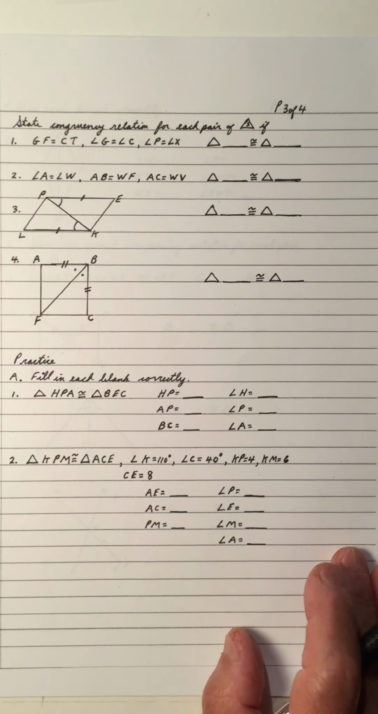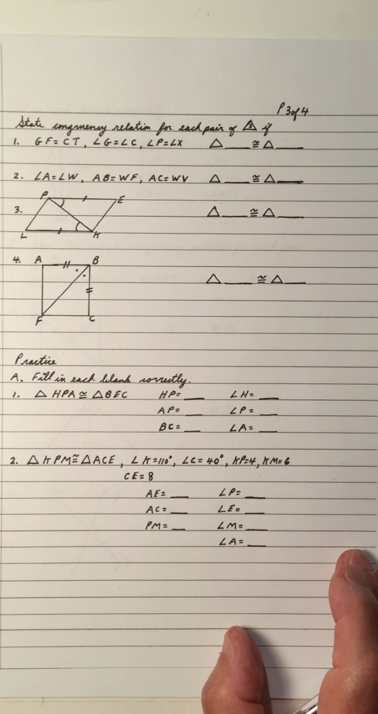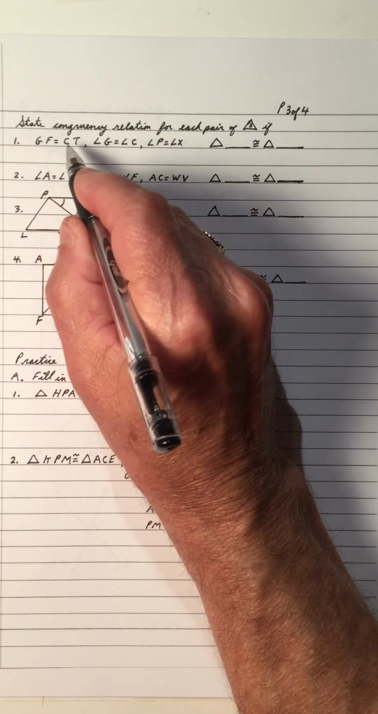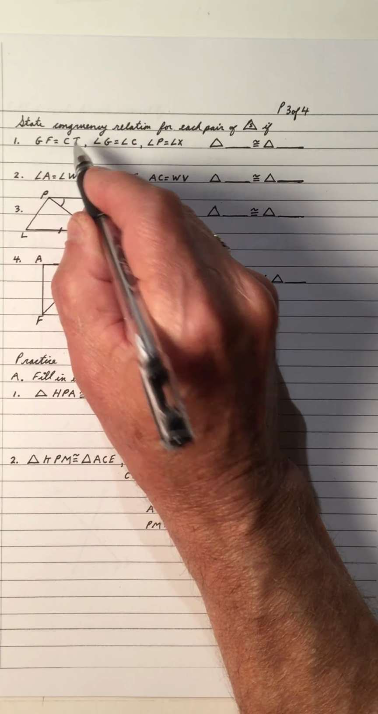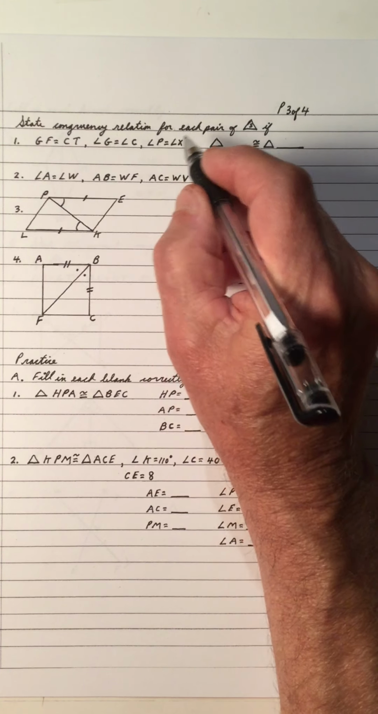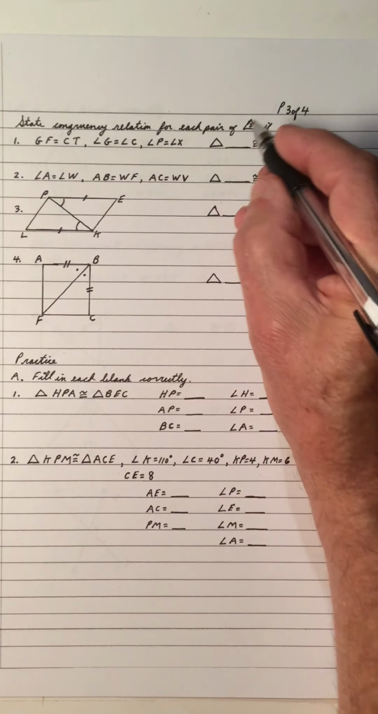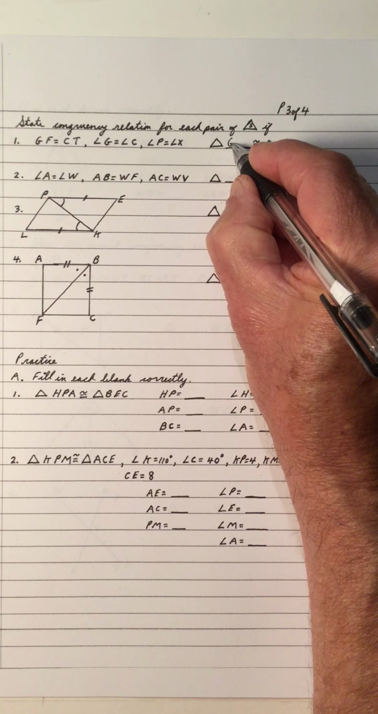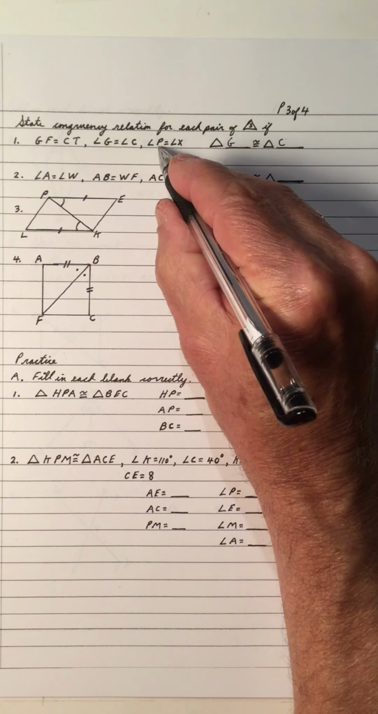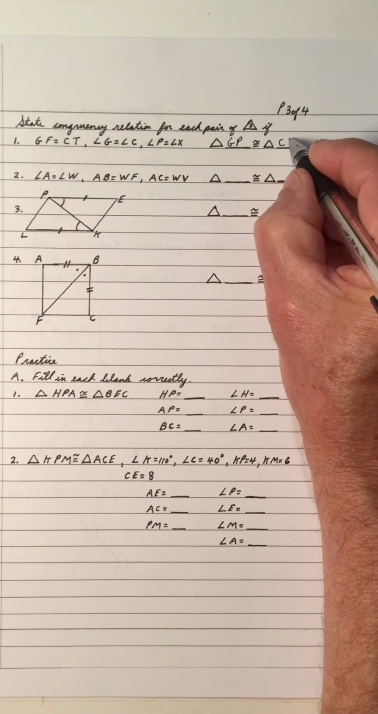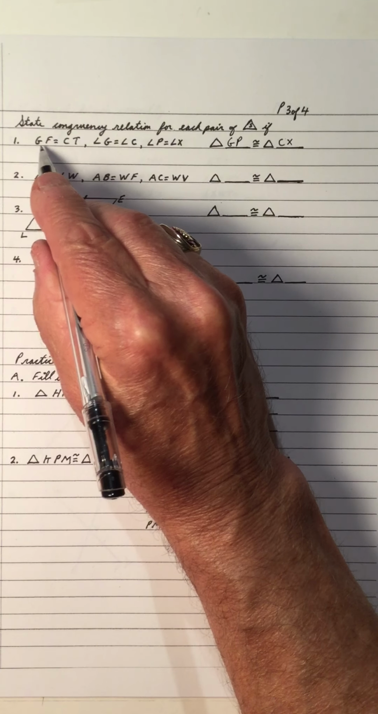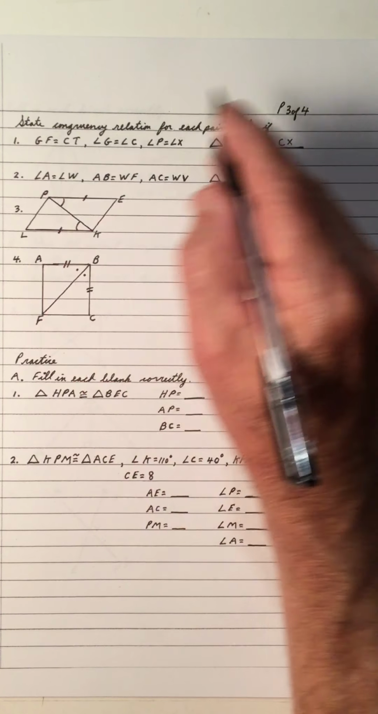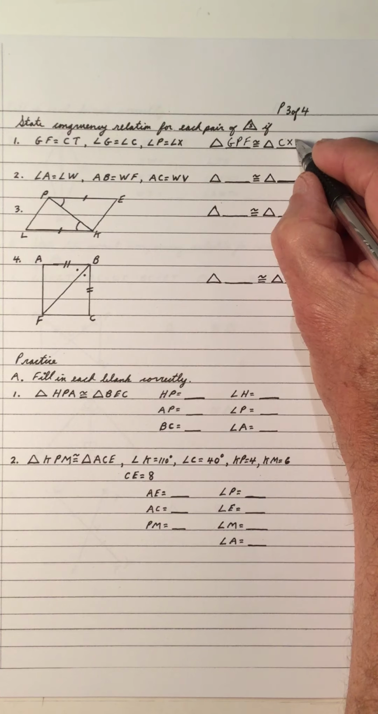Okay, state the congruency relation for each pair of congruent triangles. If we have GF equal to CT, and angle G equals angle C, and angle P is equal to angle X, let me start with the angles. Notice that G is equal to C, so G goes with C, and P goes with X. That means G is going with C, so F has to go with T.